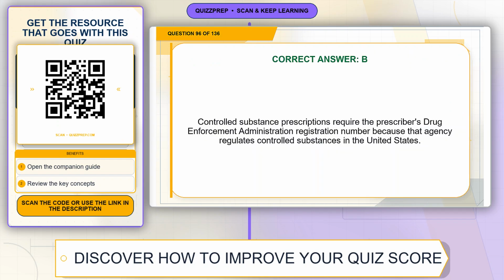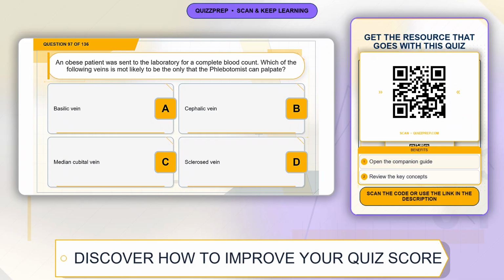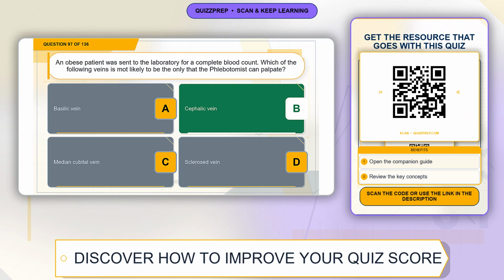Explanation. Controlled substance prescriptions require the prescriber's Drug Enforcement Administration registration number because that agency regulates controlled substances in the United States. Question 97. An obese patient was sent to the laboratory for a complete blood count. Which of the following veins is most likely to be the only one that the phlebotomist can palpate? Option A, basilic vein. Option B, cephalic vein. Option C, median cubital vein. Option D, sclerosed vein. The correct answer is option B, cephalic vein.